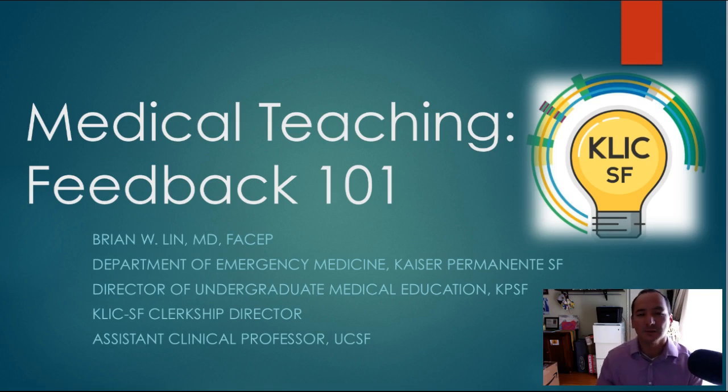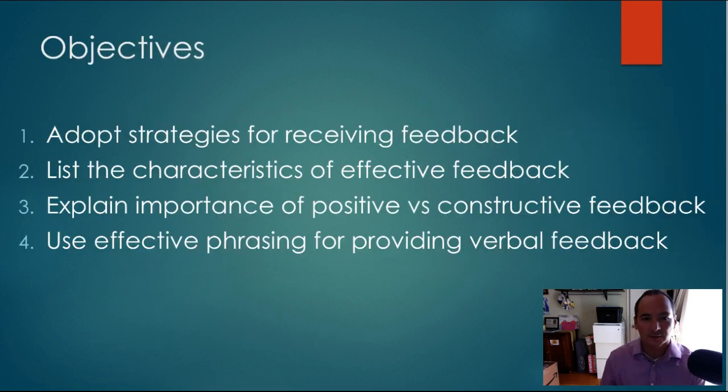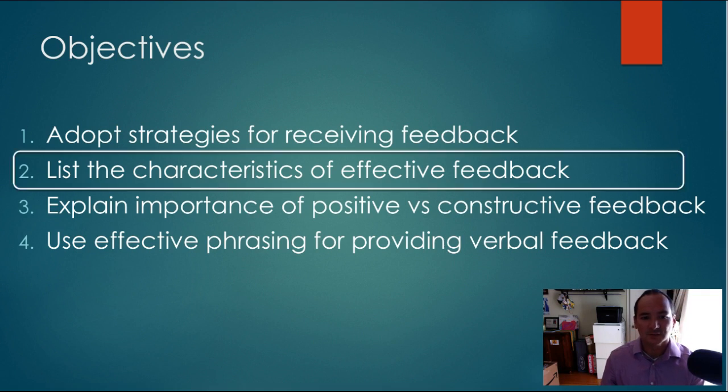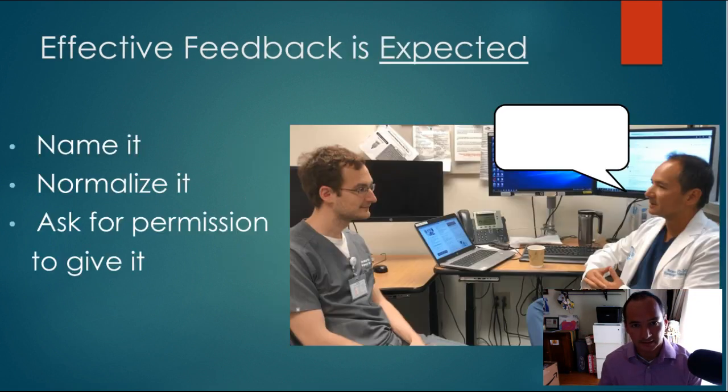This is part 2 of my talk on medical teaching, Feedback 101. In this part of the talk, we are going to talk about objective number 2, which is listing the characteristics of effective feedback. So when we think about giving feedback to our learners, there are 4 principles that I like to keep in mind. Effective feedback should be expected, specific, objective, and timely. Let's talk about what each of these things look like.